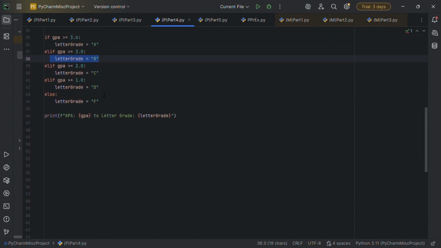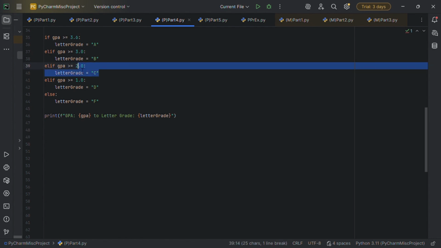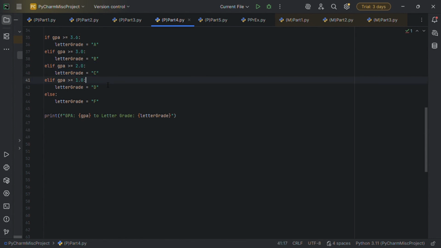If the GPA is 2.0 to 2.99, the letter grade becomes C. If the GPA is 1.0 to 1.99, the letter grade becomes D. And else, if the GPA is below 1.0, the letter grade is F.